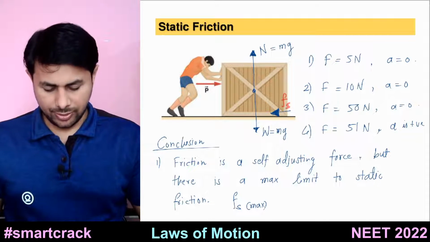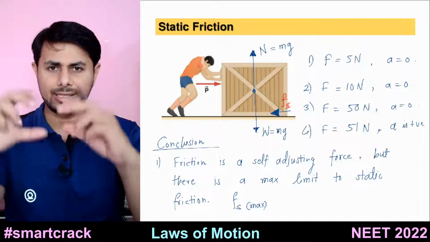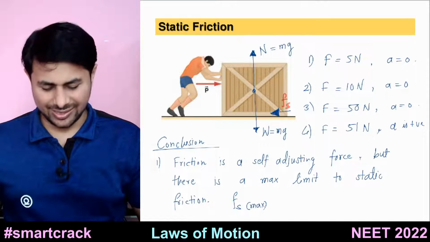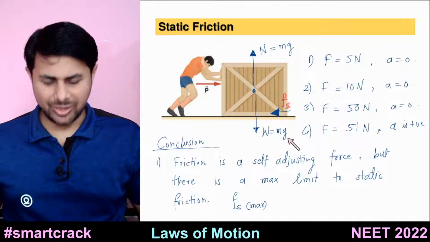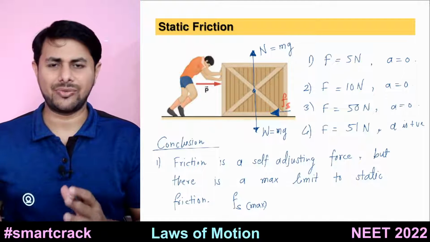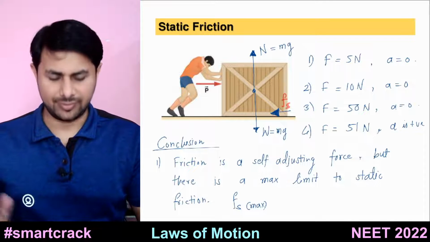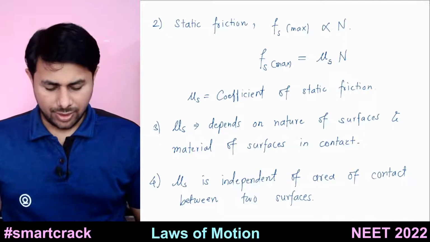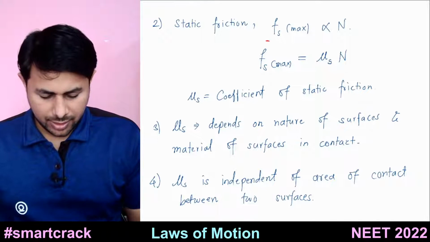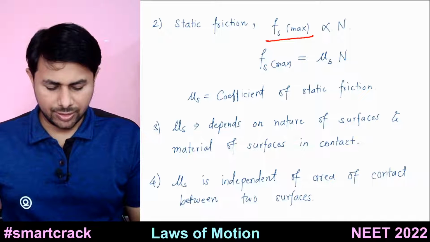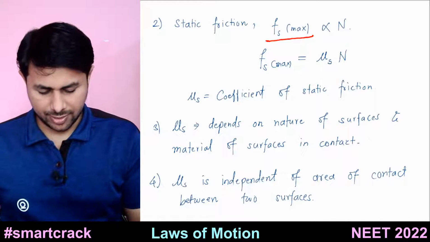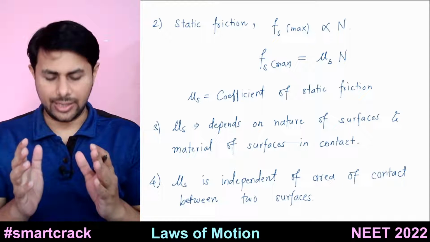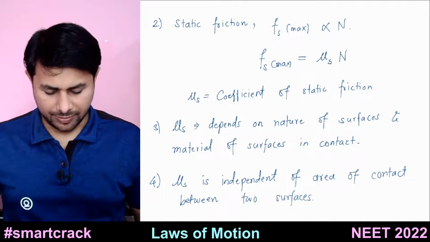It should be equal to mg, otherwise there will be acceleration in vertical direction. So there is no acceleration in vertical direction. That means the normal reaction is equal to mg. Okay, it's just equal to the weight in this case. So the maximum value of static frictional force is directly proportional to what? Normal reaction. Okay, and if you remove the proportionality sign and put an equality sign, a constant will come.